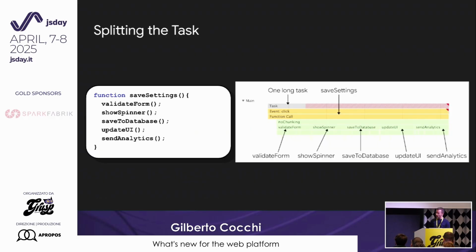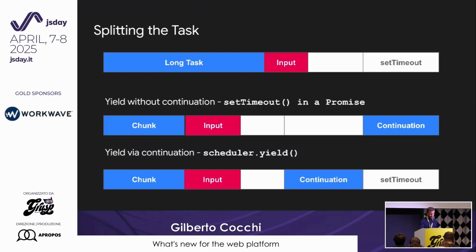This is an example of a generic long task, which has to do many things, right? I'm sure that you have code like that. Validate form, show spinner, save to database, update UI, and whatever. This is great, but if a user is waiting for an update, like the button to change background, because this is a click event handler, the browser will not be able to show anything until all of this has finished.